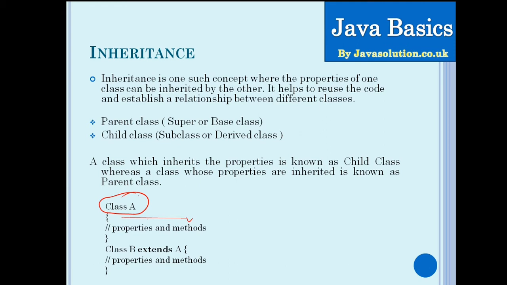So the syntax is class B, which can be any class, and the keyword is extends. So it extends class A. Class A can be any parent class, and then inside that class you can define your own properties and your own methods, but you already have the properties and methods defined in class A.